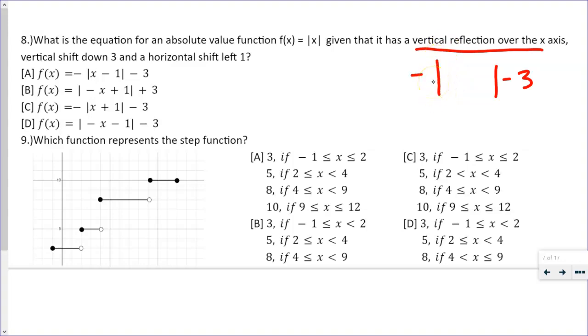I reflected over the x-axis, so I'm going to put a negative on the front of the parentheses, not on the inside. And then I'm going to do shift left 1, so that means I'm going to add 1 because that is our opposite. We always do the opposite on the inside. So this is answer C.